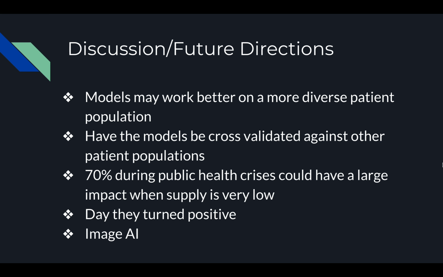70%, while it may not be the greatest for a model, it is better than, I would say, nothing during a public health crisis, because any way you can make targeting testing efficient during a public health crisis means that you're hopefully able to mitigate an outbreak by testing and quarantining a patient earlier rather than later.